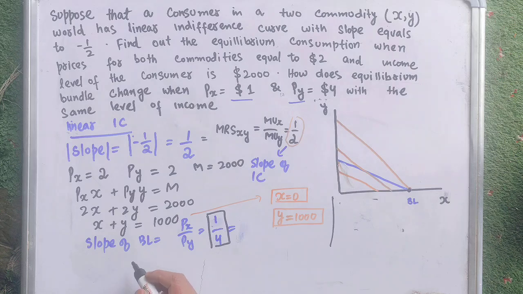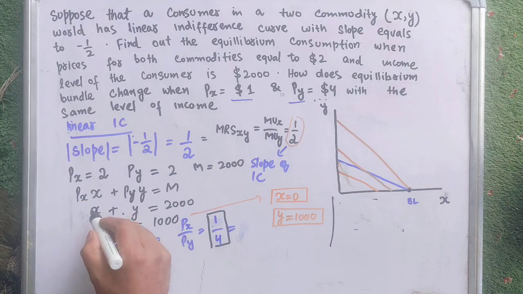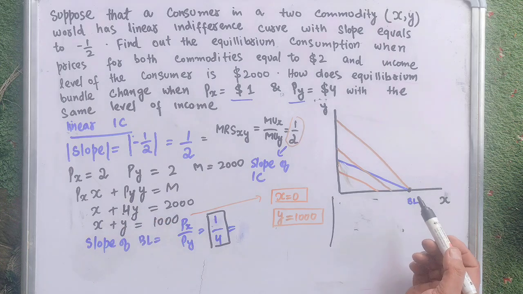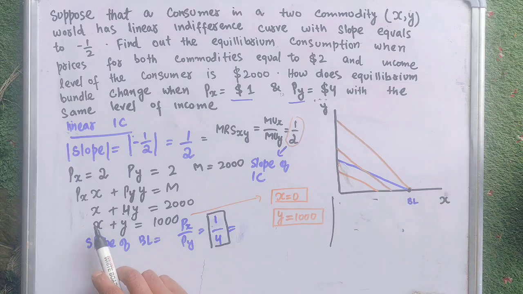Our budget line this time is, we have this very budget line where the price of good X is 1 and the price of good Y is 4. Here the consumer will consume 0 units of good Y and all units of good X.